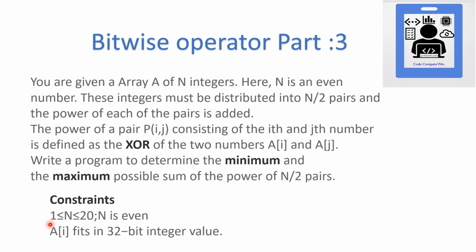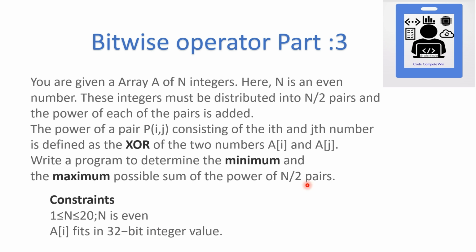Here are the constraints. The size of the array is between 1 and 20, the size of the array should be even, and ai fits in a 32-bit integer value.